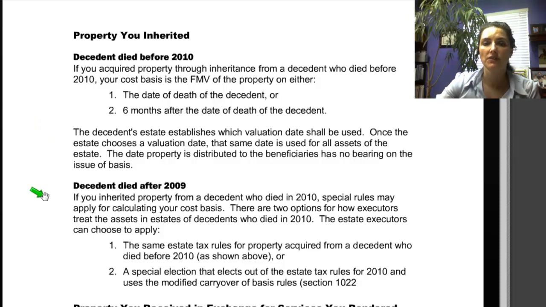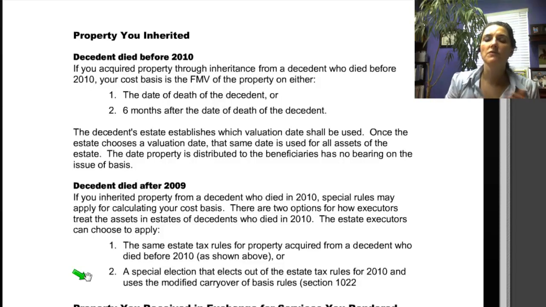Now, if the decedent died after 2009, that is, at some time in 2010, then we have a different rule. If you inherited property from a decedent who died in 2010, special rules may apply for calculating your cost basis. There are 2 options for how executors treat the assets in estates of decedents who died in 2010. The estate executors can choose to apply the same estate tax rules for property acquired from a decedent who died before 2010, as we just described above, or a special election that elects out of the estate tax rules for 2010 and uses the modified carryover basis rules that fall under Section 1022.